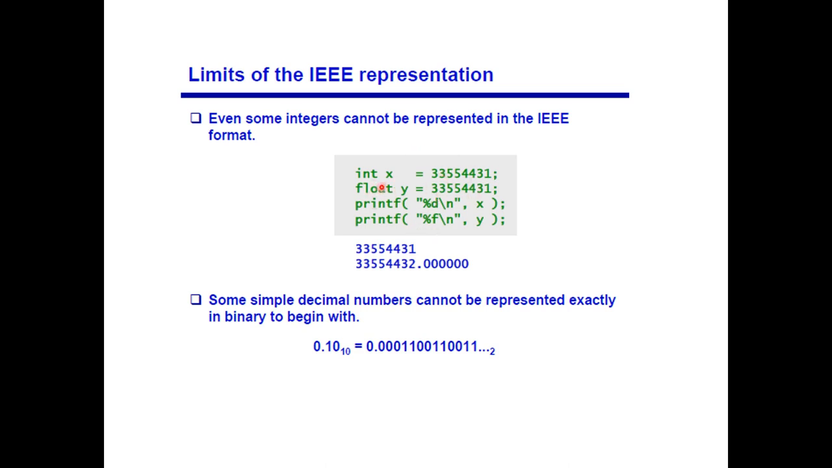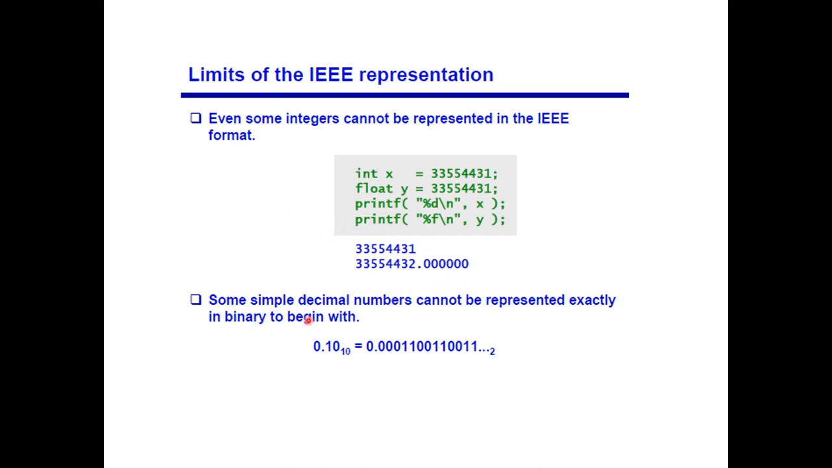I checked it once, and we said int x like that, float y, same number, and we did a printf in C language, not C++. This printf was a C command, and for this number it was accurately represented, but the floating point number was not accurately represented. I don't know why, but there was some error. So these are the limits of floating point representation.